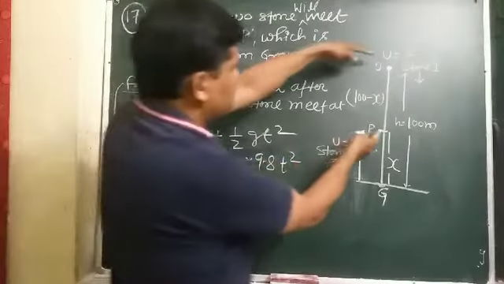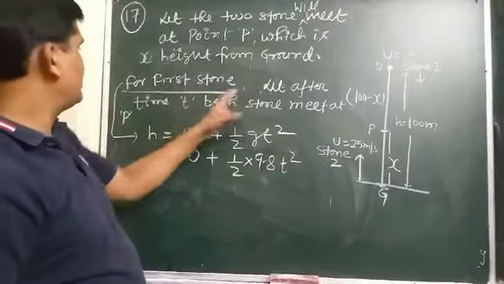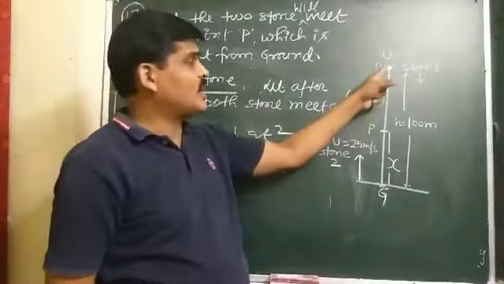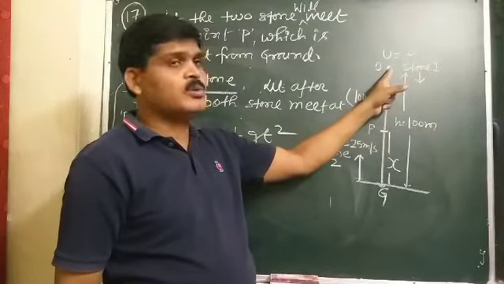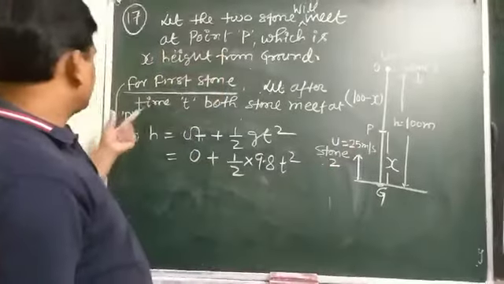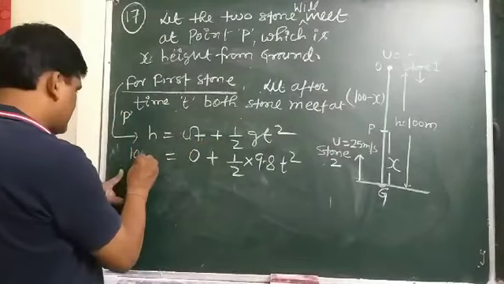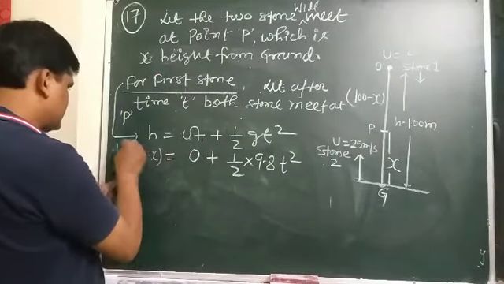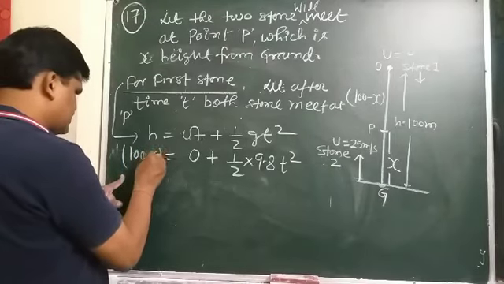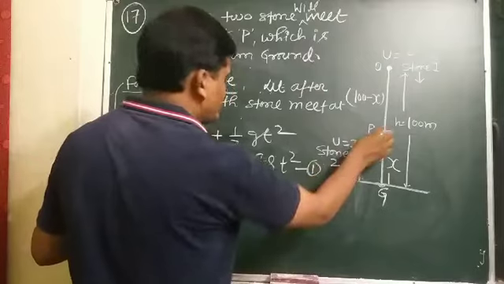And what is the distance traveled from O to P? After time t both stones meet at point P. It means the distance traveled by the first stone from O to P, so what height does it move? That is 100 minus x. This is the height or distance traveled by the first stone which reached point P.